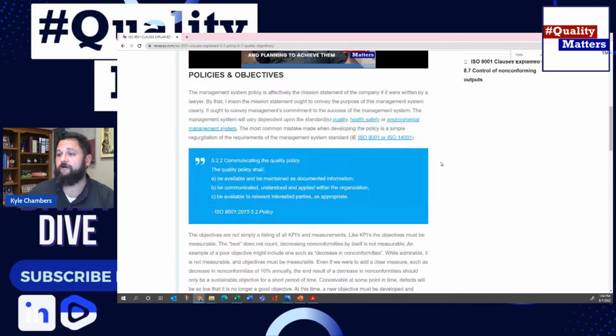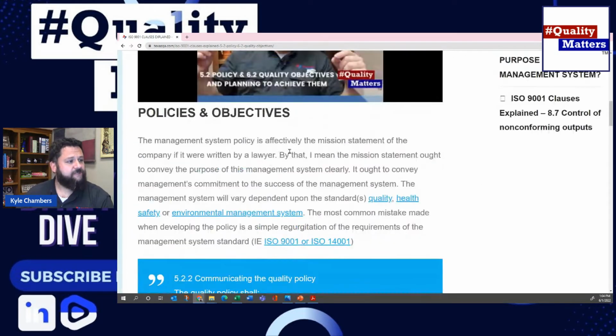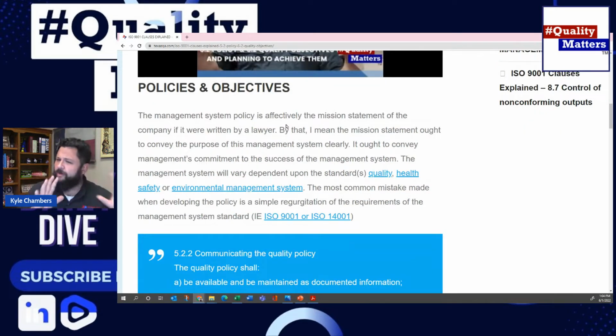I'm going to zoom in a little bit more here. All right, so what we're doing here is we're talking about the policy for the management system. Now, to be clear, we're going to talk quality today, but it's not limited to quality. This same idea can be applied for health and safety, for environmental. We just shift our focus.